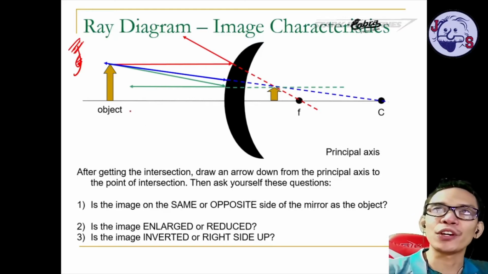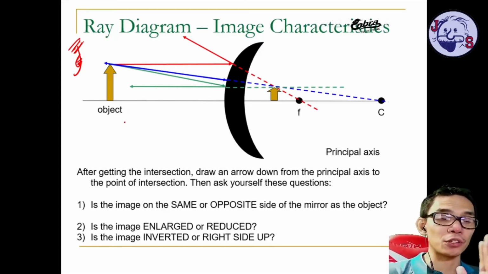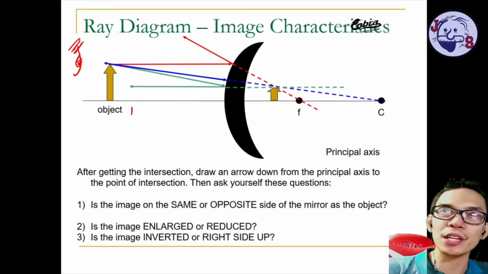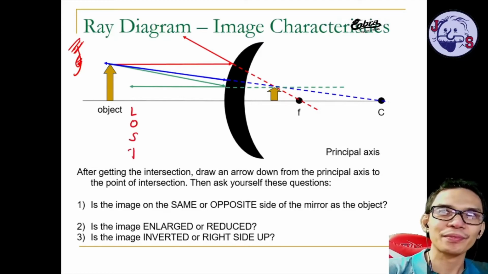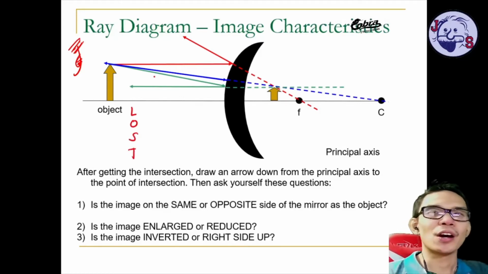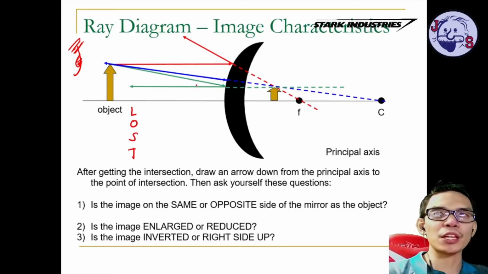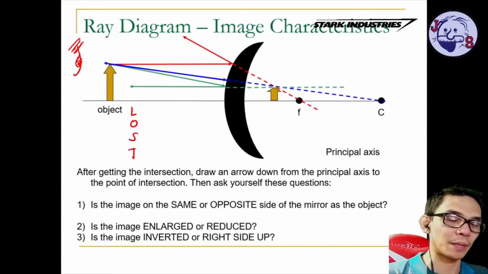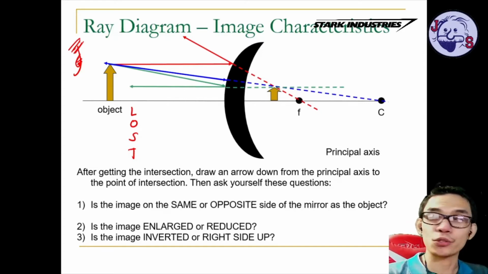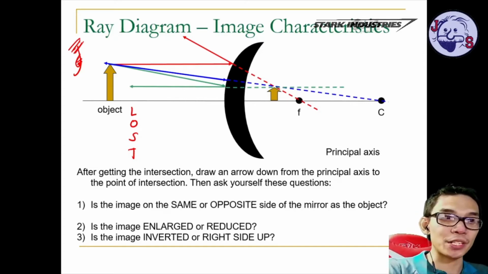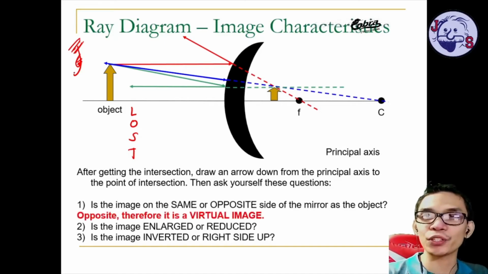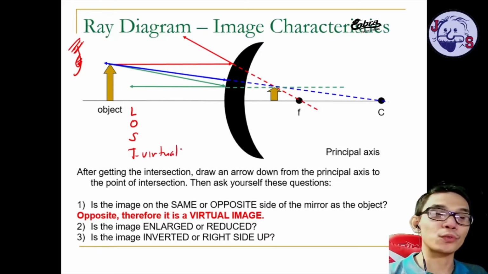Don't forget, every time that you draw a ray diagram, you still have the LOST for the image. Let's start first with number 1. Is the image on the same side or opposite side of the mirror relative to the object? As you can see here, this is the opposite side. Therefore, this is a virtual image.